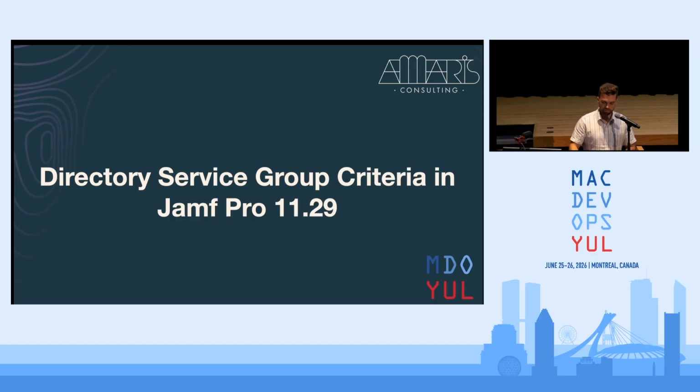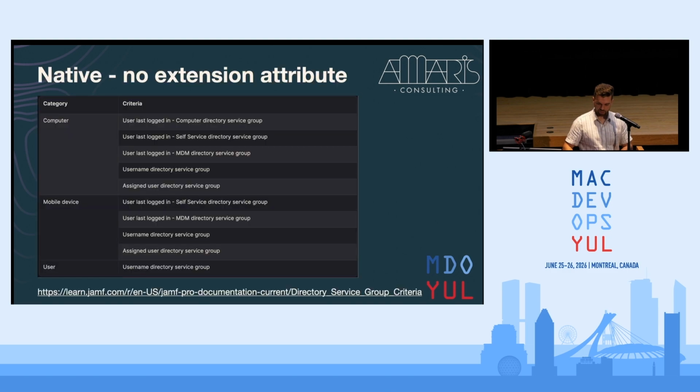Now something new came up last week. I'll try my best to explain it. There's something called directory service group criteria. What you're seeing here on the screen are the new native criteria as of 11.29. These criteria map groups natively using the group UUID mapping from your cloud identity provider or LDAP integration to confirm group membership. So that means it's already native criteria in Jamf Pro. It does not require any extension attribute that you create.